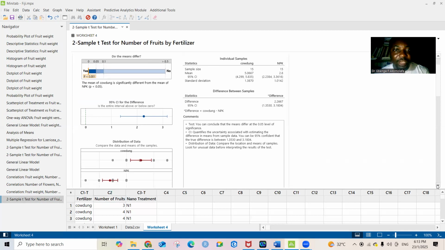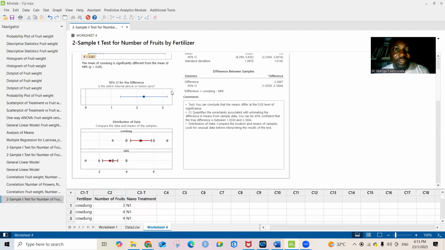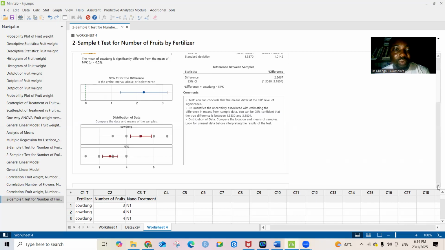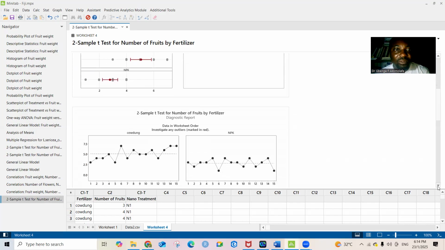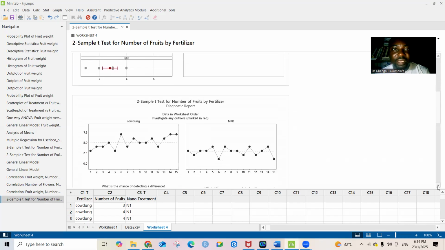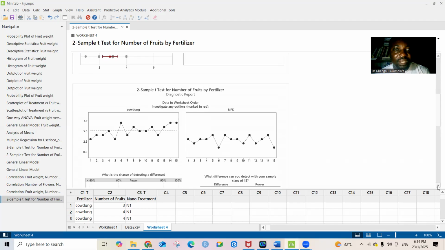Let's run through the comment that we have also in the Minitab. It said, you can conclude that the means differ at the 0.05 level of significance. All right, so Minitab has been able to give us that conclusion. Having run the analysis, Minitab also gave us the conclusion of the analysis. Let's move down and see whether there is anything else that can be of interest to us.